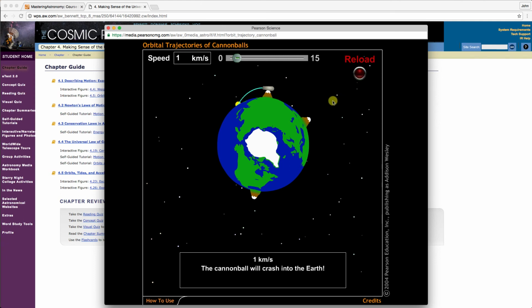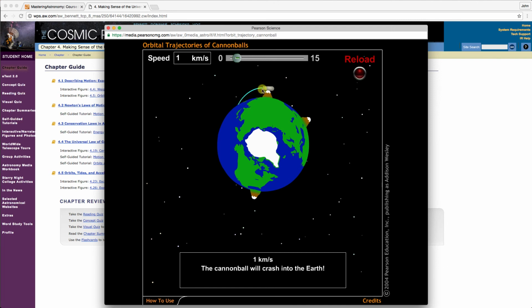It travels pretty far. It starts off pretty high above this mountain. It travels pretty far horizontally, but as it travels horizontally, it falls toward the center of the Earth and eventually crashes into the ocean or the ground or whatever. It travels a certain distance. So that's certainly not an orbit.